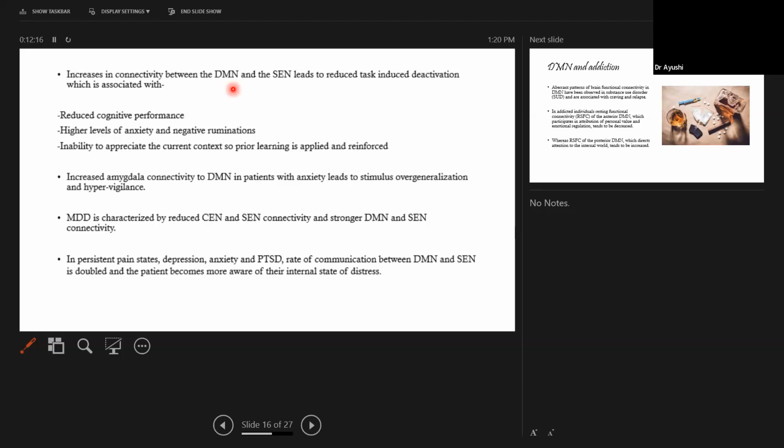Increased amygdala connectivity to the DMN in patients with anxiety leads to stimulus overgeneralization and hypervigilance. Also, major depressive disorder is characterized by reduced central executive network and salience network connectivity and stronger DMN and salience network connectivity.